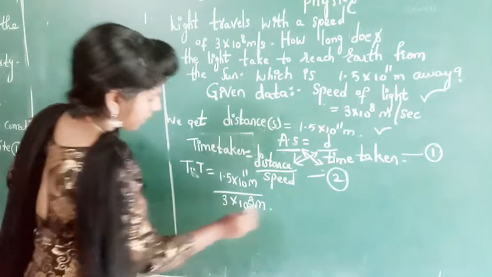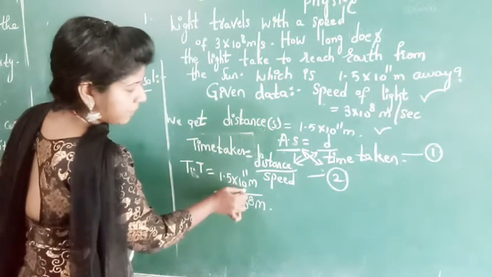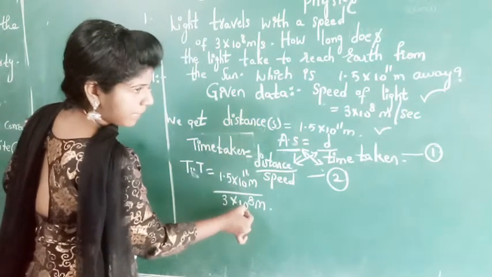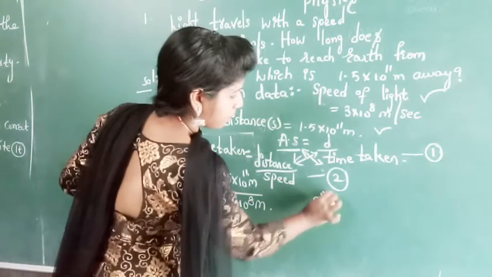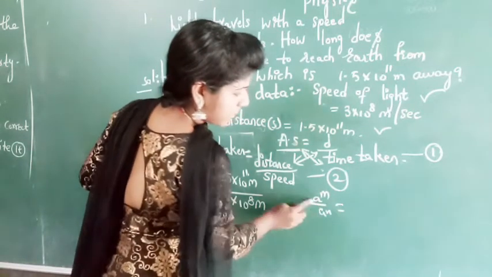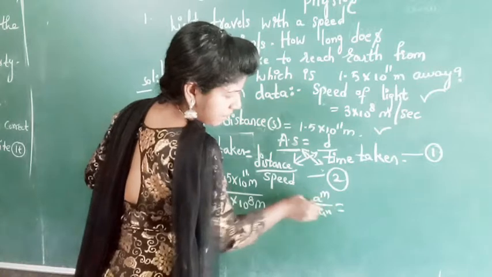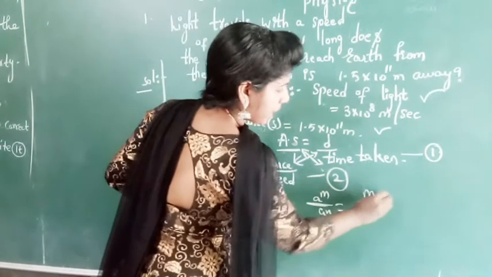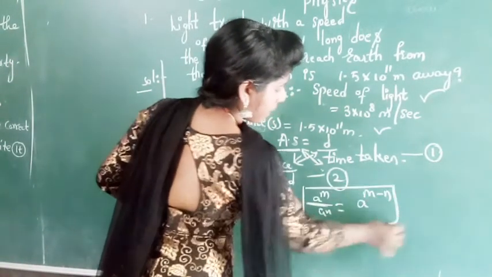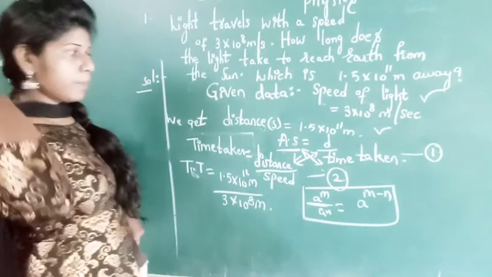Next one. It is in the form of a power m divided by a power n. Okay, a power m divided by a power n, where the bases are equal. So what do we have to do? Subtract the powers, right? A power m divided by a power n is equal to a power m minus n.